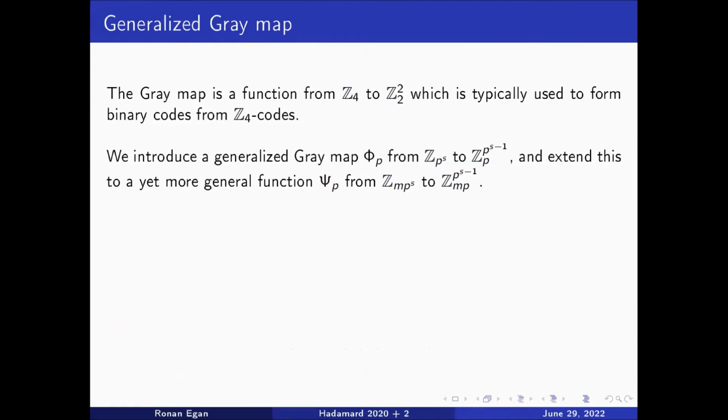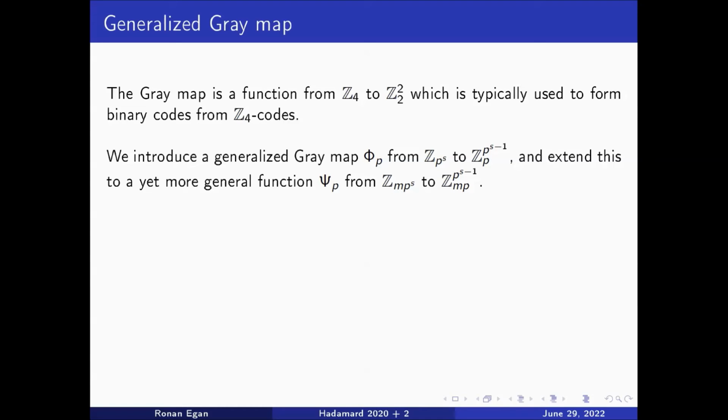Now, I do want to talk a bit more about Butson matrices really than I do about codes for this particular audience. So I want to spend a little bit more time focusing on this next topic, where we take what's called a Gray map and we generalize it a little bit. So this will be something that's familiar to coding theorists. Typically, the Gray map, as it was originally defined, is some function that takes elements in Z4 to pairs of elements in Z2. And it's typically used to build binary codes out of Z4 codes.